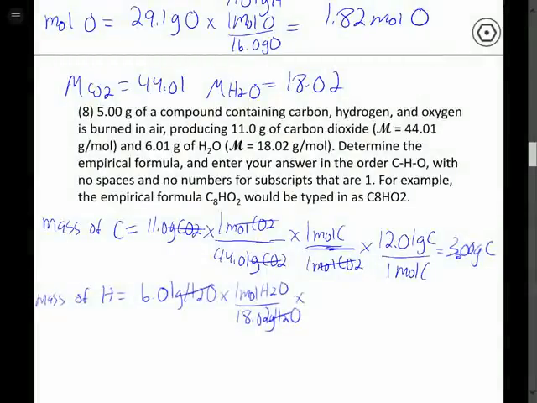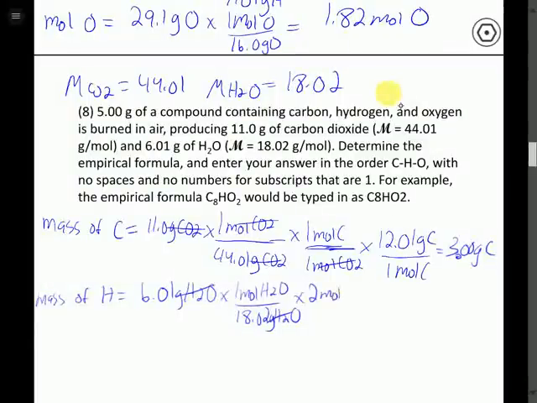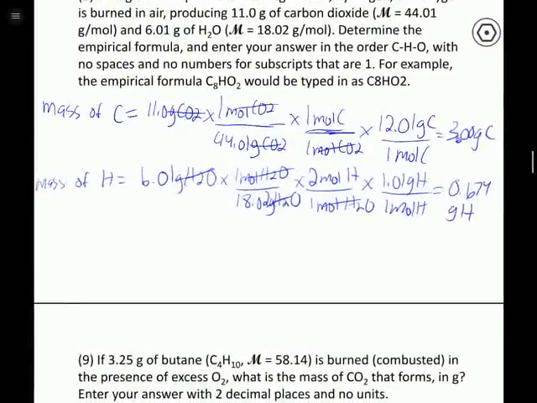And then here's where we have to be careful. If we want to know how much hydrogen is in H2O, we have to recognize that there are 2 hydrogen atoms per H2O molecule, or 2 moles of hydrogen per mole of H2O, as we're doing it here. So 2 moles of hydrogen per 1 mole of H2O. And then we can use the atomic mass of hydrogen, 1.01, to find out the mass of hydrogen. So we have 0.674 grams of hydrogen.